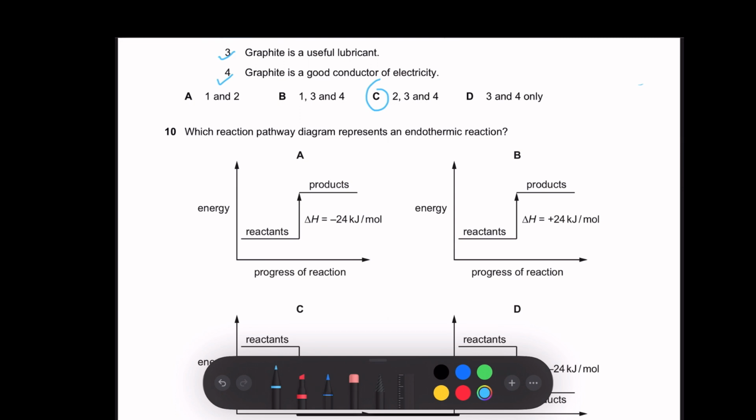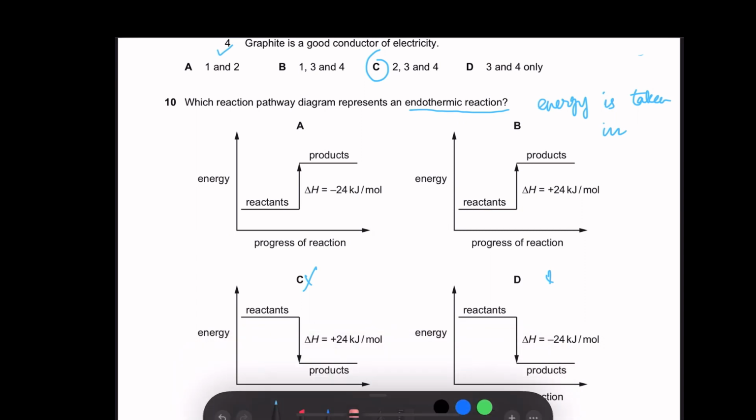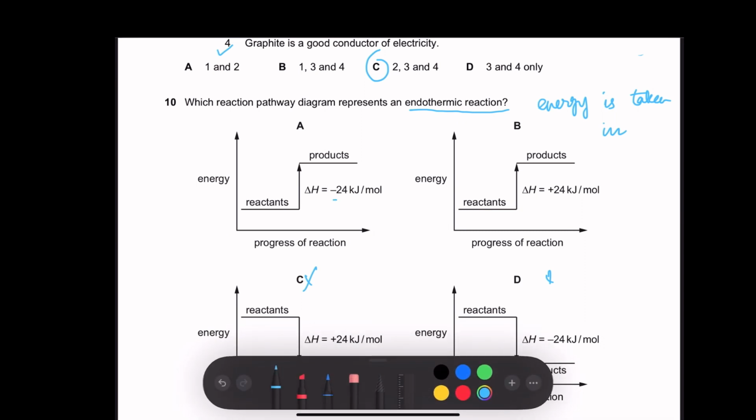Question 10. Which reaction pathway diagram represents an endothermic reaction? So remember, in an endothermic reaction, energy is taken in. So basically, energy is going to increase. Like the products, they're going to be at a higher energy level. So C and D can be ruled out. Products have to be at a higher energy level because energy is taken in. Now in A, they've said that it's negative 24. In B, they've said it's plus 24. When it's exothermic, the sign is negative. When it's endothermic, the sign is positive. So the answer is B.